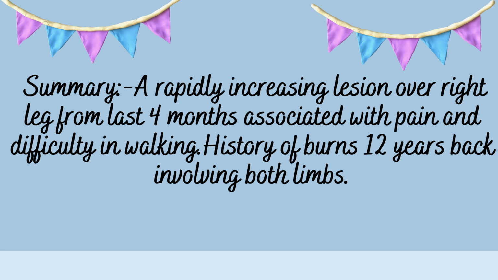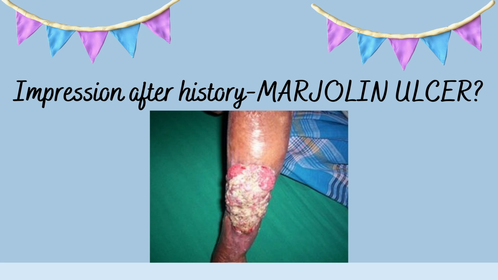Okay. Then next, summary on the basis of history. A rapidly increasing lesion over the right leg from the last 4 months, associated with pain and difficulty in walking, and a history of burns 12 years back involving both limbs. So from the history only we are getting an idea. Impression after history is Marjolin ulcer. Now we will confirm it with examination.